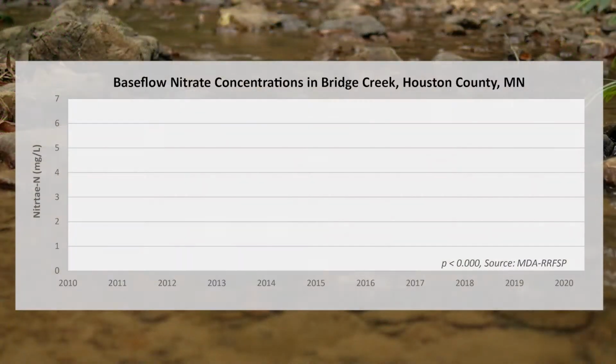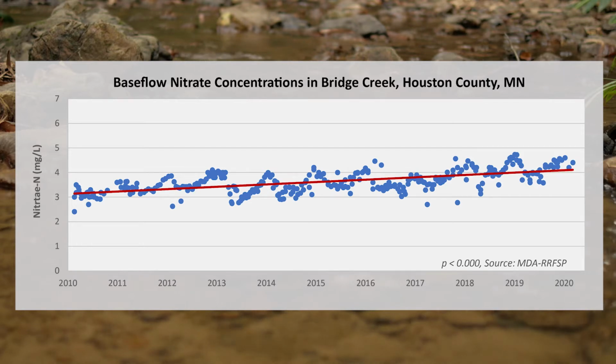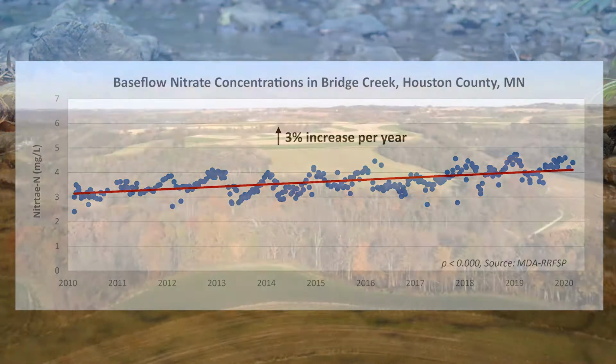Long-term water monitoring has shown that nitrate concentrations are increasing in groundwater flowing to bluffland streams. This rate of increase is about 3% per year. A chart is displayed that shows the nitrate concentration in Bridge Creek, which is located in Houston County. The years 2010 through 2020 are shown on the x-axis, and on the y-axis, the nitrate concentrations in milligrams per liter are displayed. Over 1,200 data points are shown. Most of the values range from 3 to 5 milligrams per liter. A trend line is drawn, illustrating a slow but gradual, statistically significant increase over time.